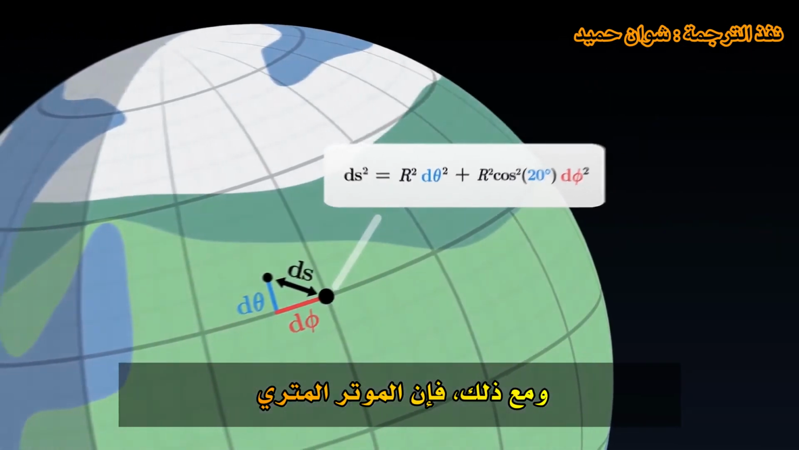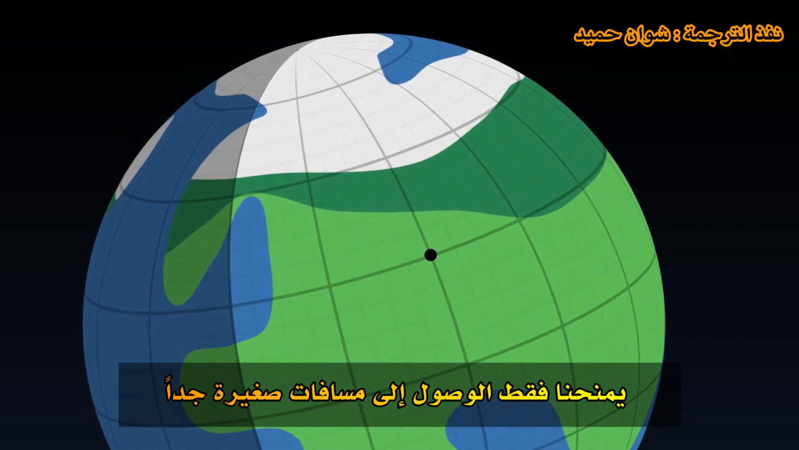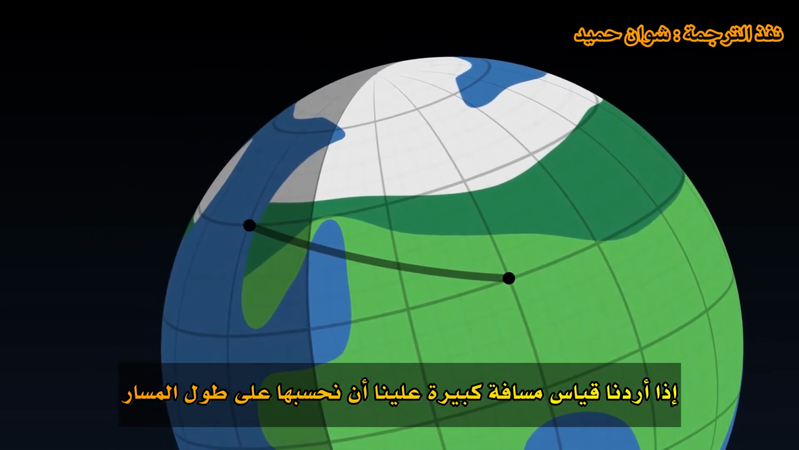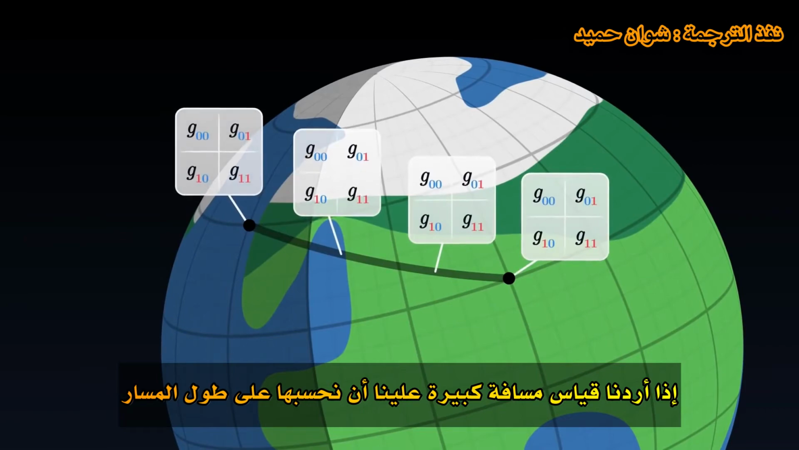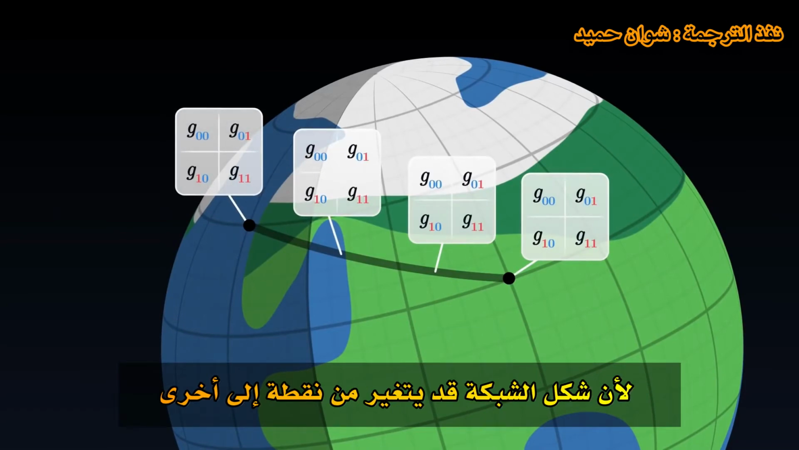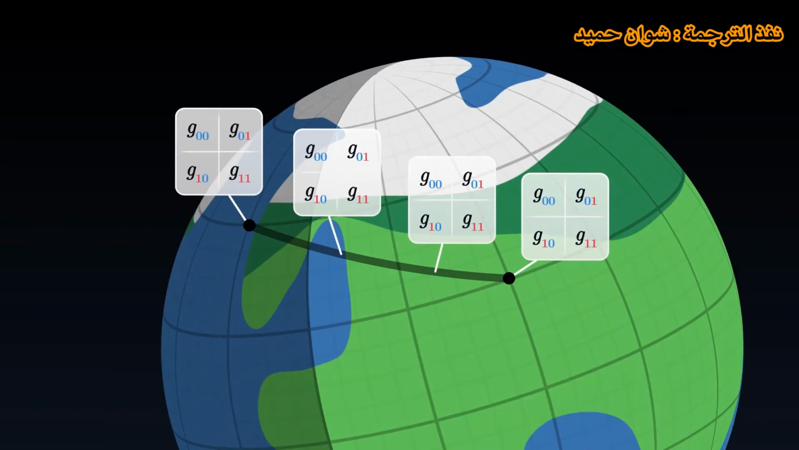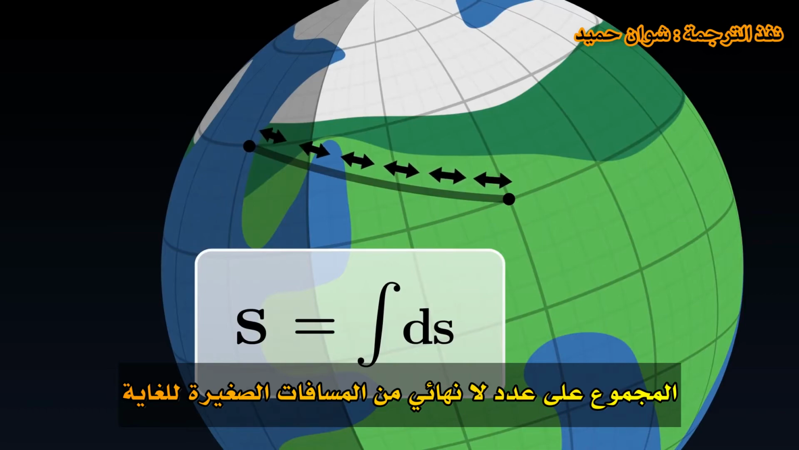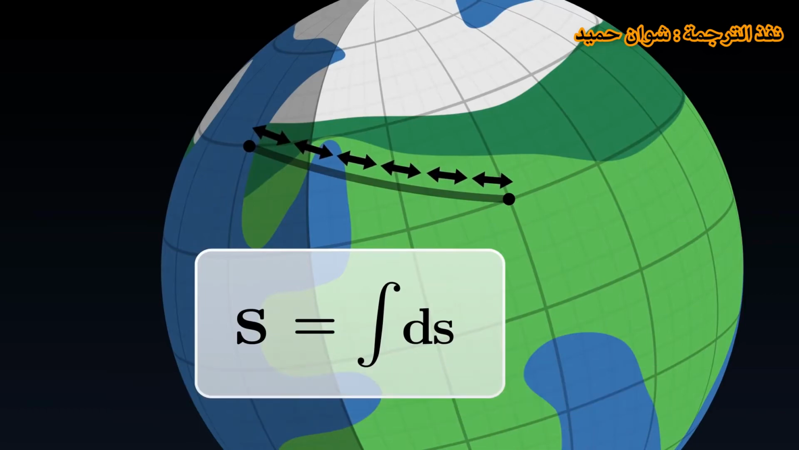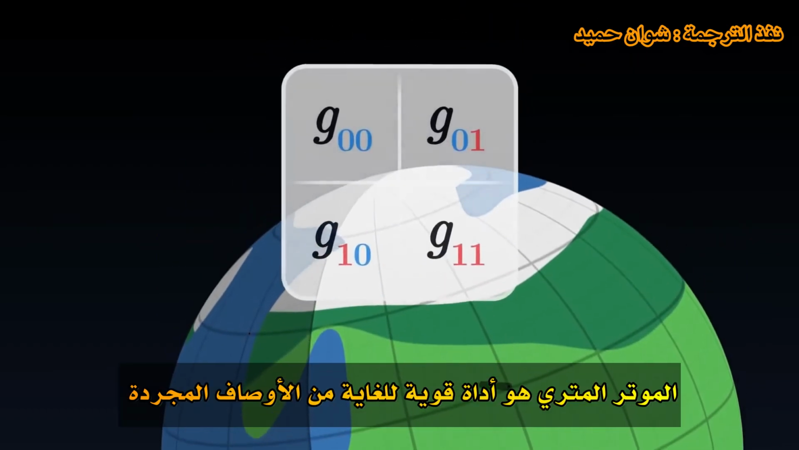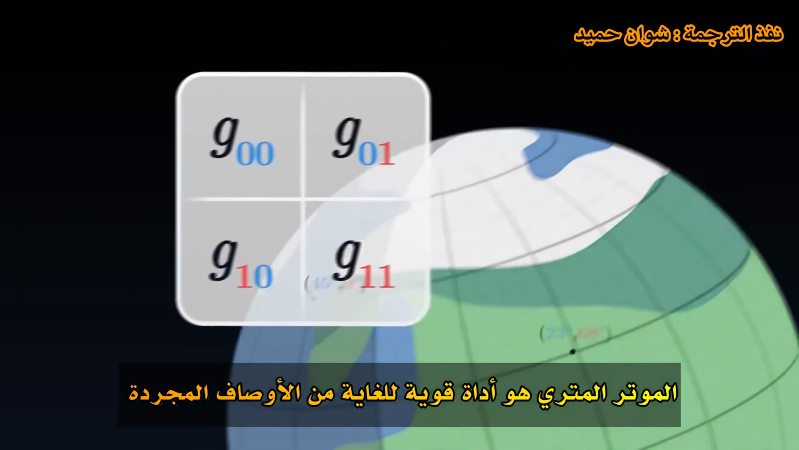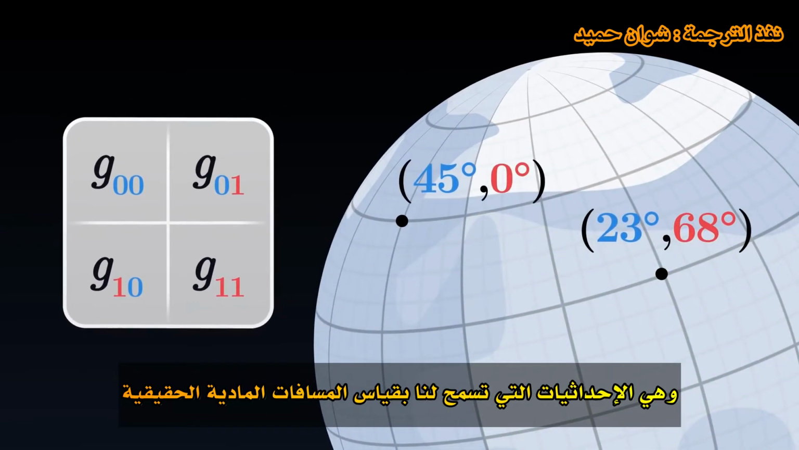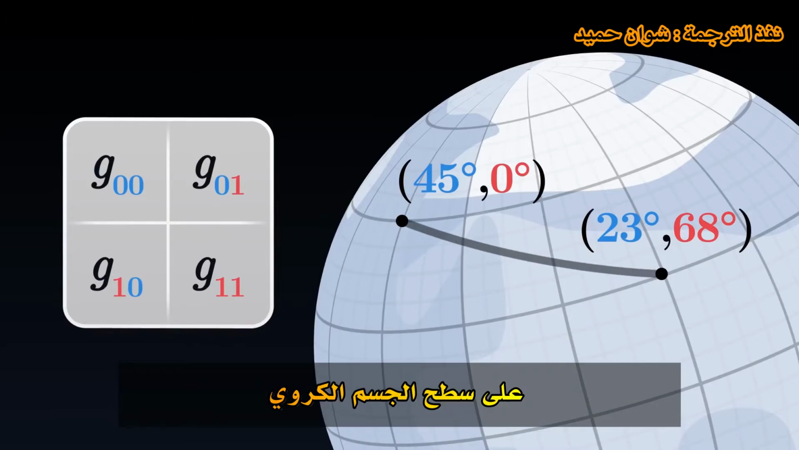That being said, the metric tensor only gives us access to very small distances. If we want to measure a large distance, we have to calculate it all along the trajectory, because the shape of the grid might change from one point to the other. In mathematical terms, this is called an integral, a sum over an infinite number of very small distances. The metric tensor is an extremely powerful tool. From abstract descriptions, namely coordinates, it allows us to measure real physical distances on the surface of the sphere.